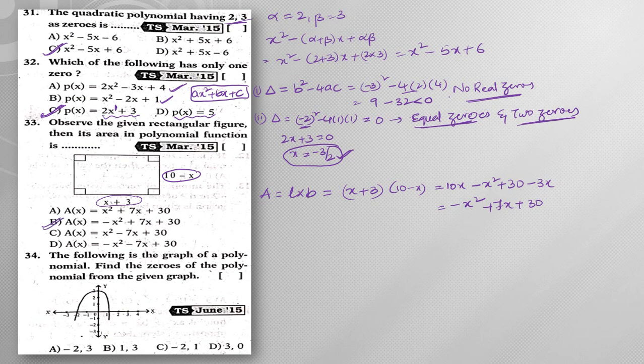Next, the following is the graph of a polynomial. Find the zeros of the polynomial from the graph. If you observe, my graph is meeting the x-axis at minus 2 and 1. So it is meeting at minus 2 and 1. Hence my answer will be minus 2 comma 1. And you can observe that this is an inverted parabola, that means it is open downwards.